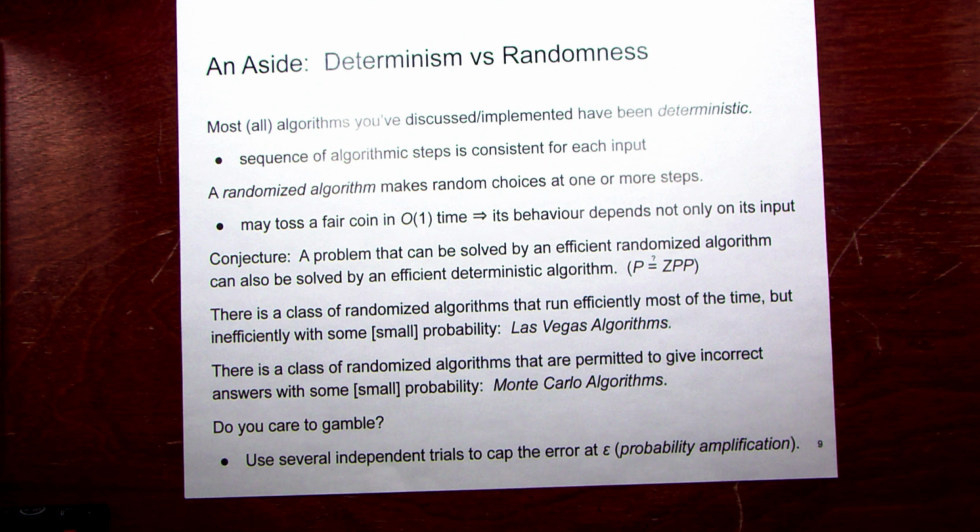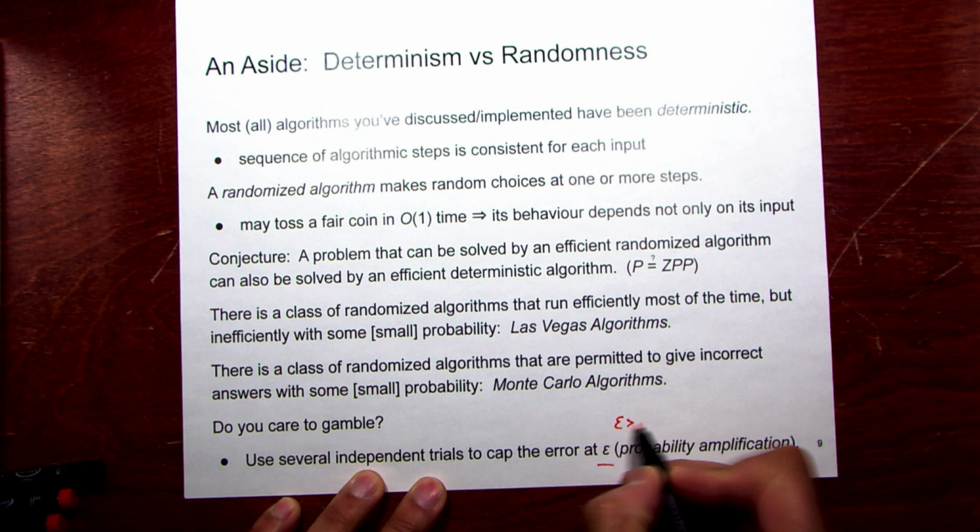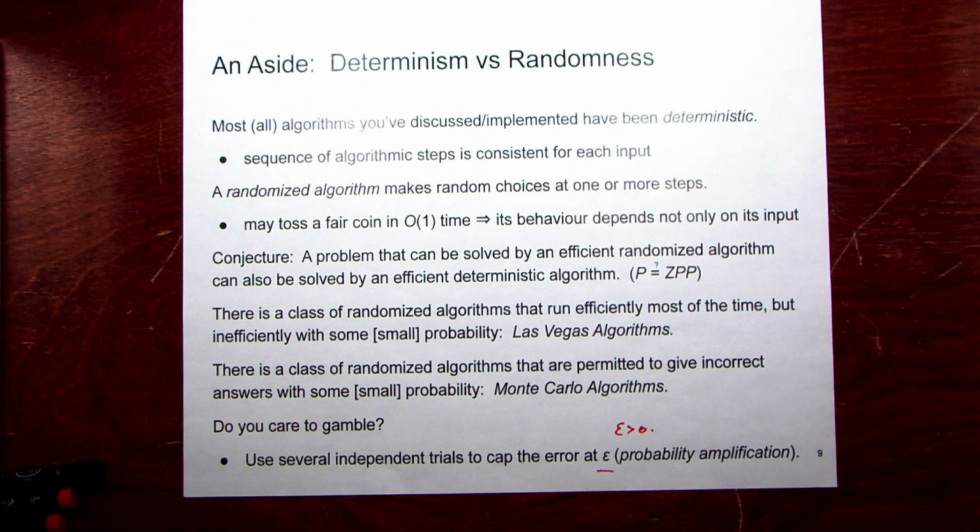Anyway, this Monte Carlo algorithm is allowed to be wrong with some small probability, and you're allowed to tune it to whatever your tolerance level of wrongness is. Whenever we want some small number, we usually use epsilon. Epsilon is a small but non-zero number. I'm going to show you how to get epsilon down to as small as you like using a technique called probability amplification, and it uses independence as a driver. All right, so without any further ado, let's do an example of this.